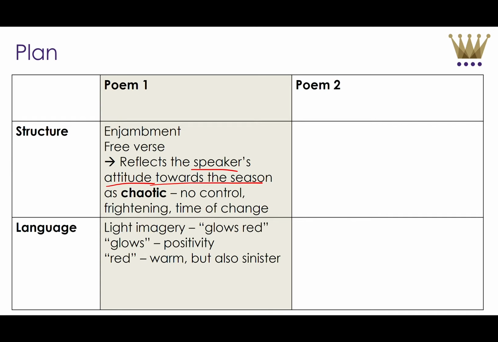And then language, my method is light imagery. Here's my quote, "glows red." And I've just thought about some of the connotations. So I'm going to talk about their attitude is that maybe autumn does have some positivity about it. And red is a warm colour, but it's also sinister, which suggests that maybe autumn is a bit of a multi-layered season. Alright, so that's poem 1.